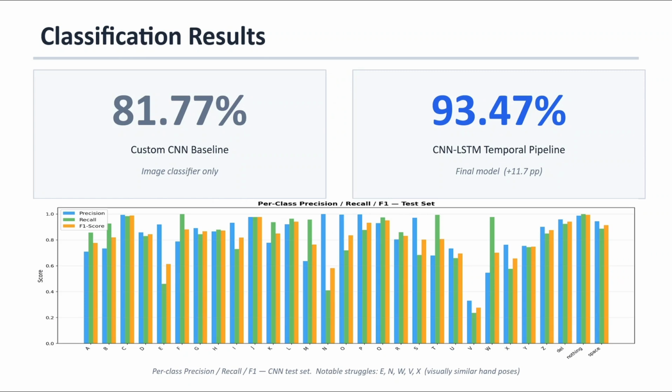Our test set was 8,700 images that the model had never seen during training. The standalone CNN achieved 81.77% accuracy. With the full CNN-LSTM temporal pipeline, 93.47%. That is an 11.7 percentage point improvement purely from the temporal architecture, the fusion, the voting, and the confidence threshold. Most classes score above 0.85 in precision, recall, and F1.